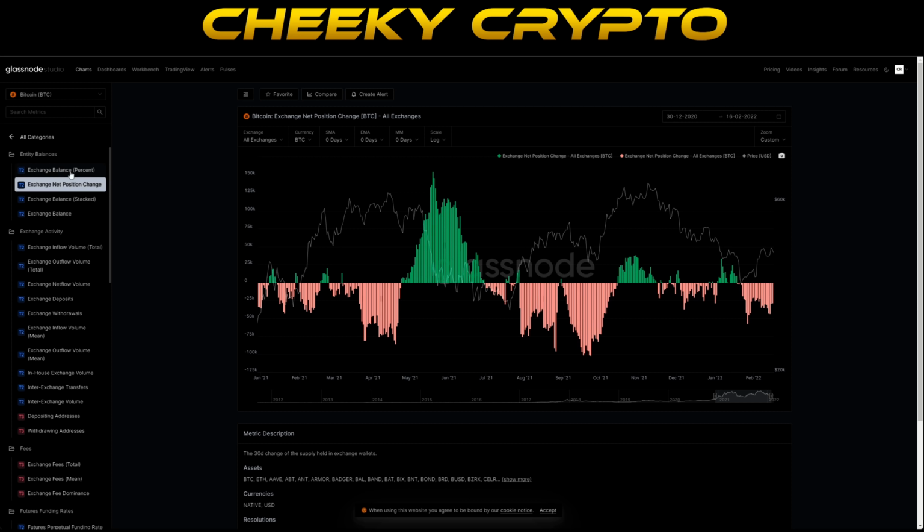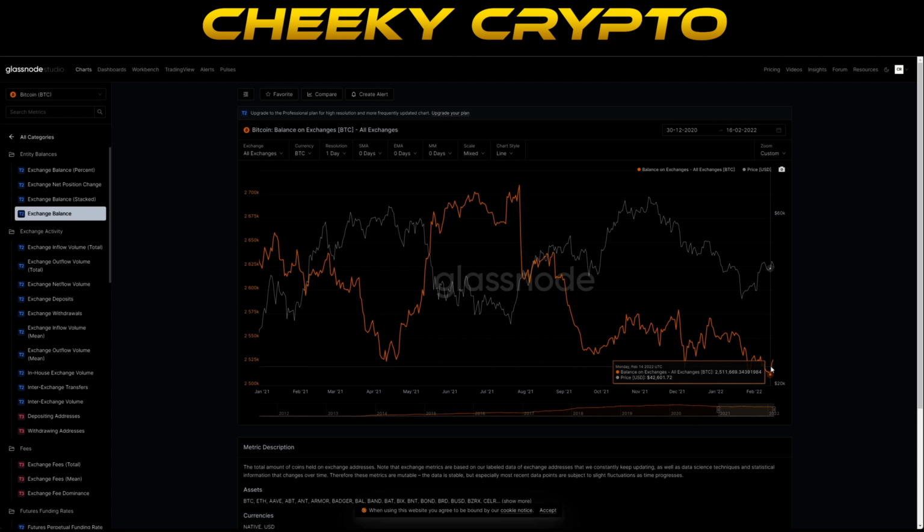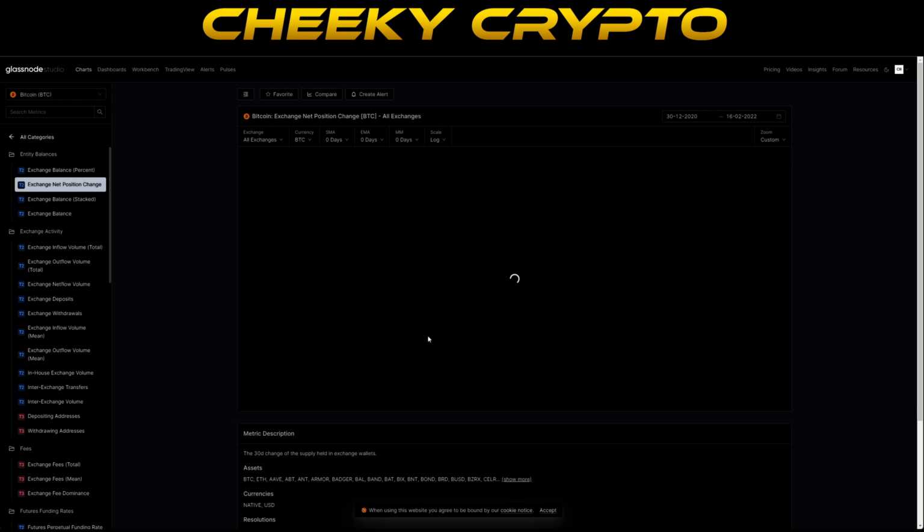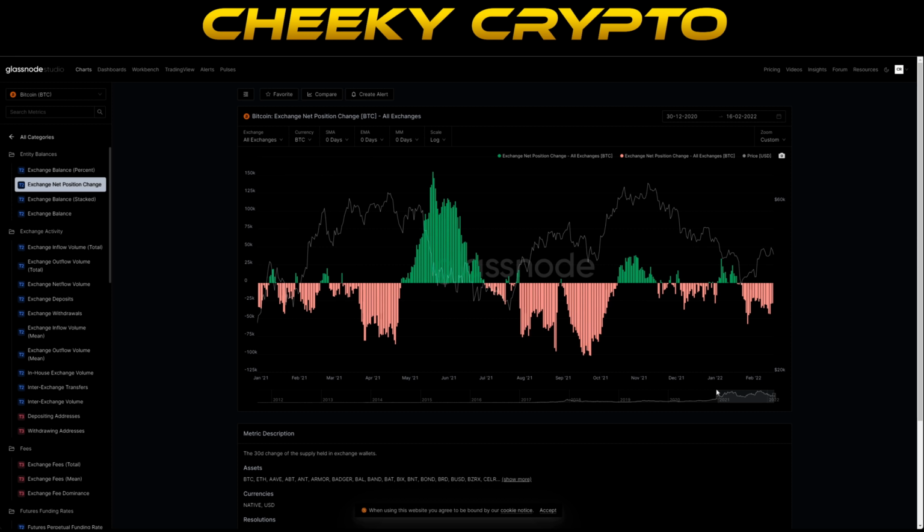Now, obviously, Bitcoin's price has been pushing up recently. So when you take a look at the balance of Bitcoin on exchanges, it moves up, even though the actual number of coins are leaving the exchanges. So really important to know that. Now, as we come back up into that net position change, I want to expand this out to take a look at what was going on during 2018.